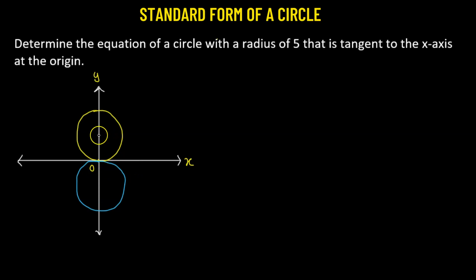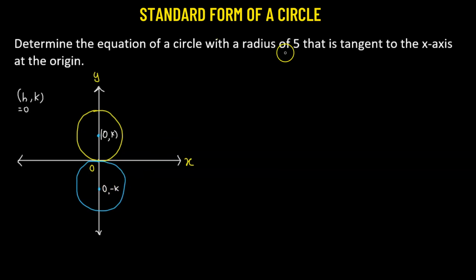Now in either of the two cases, we'll see that the center of the circle is going to lie along the y-axis. Now we know that the center of a circle is denoted by the coordinate h, k. Now h represents the x coordinate and k represents the y coordinate. Now since the center lies along the y-axis, the x coordinate is always going to be equal to 0. So we can represent the upper circle's center as having the coordinate 0, k. And for the lower circle, we can denote it as 0, k.